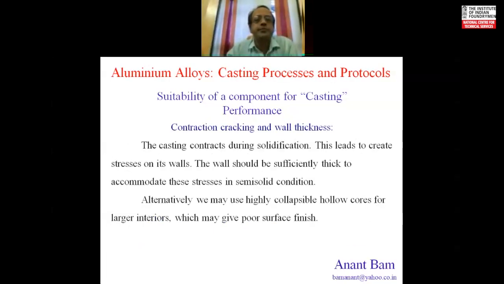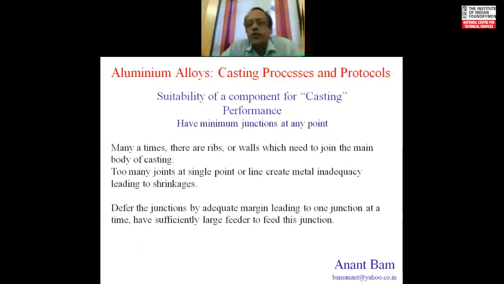Contraction, cracking, and wall thickness. Casting contracts during solidification, which creates stresses on its wall. The wall should be sufficiently thick to accommodate these stresses in semi-solid condition or just about solid condition. Alternatively, we may use highly collapsible hollow cores for larger interiors, which may give poor surface finish. Many times there are ribs or walls which need to be joined to the main body of the casting. Too many junctions at a single point or line create metal inadequacy leading to shrinkages at that portion.